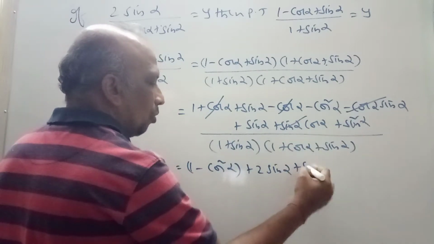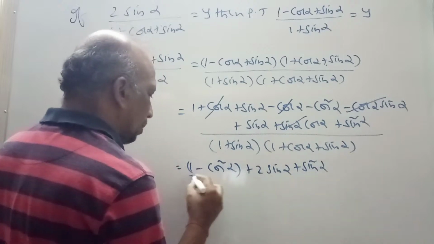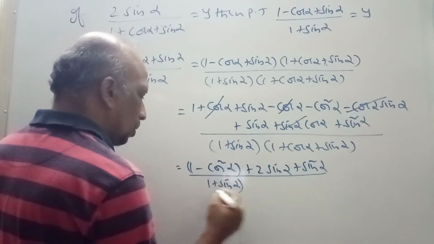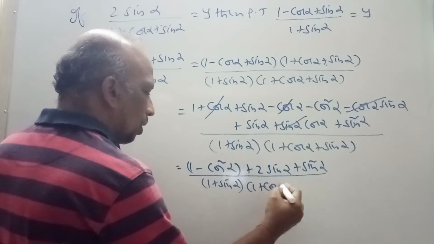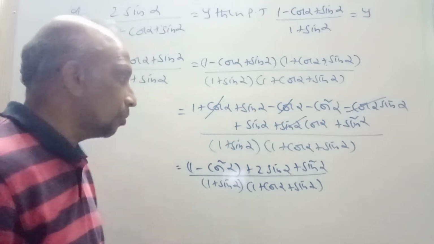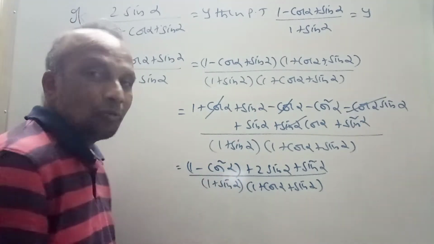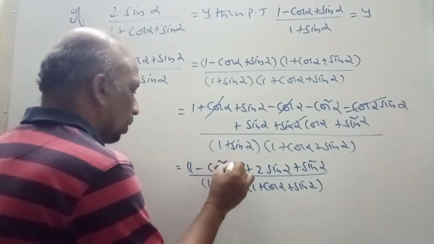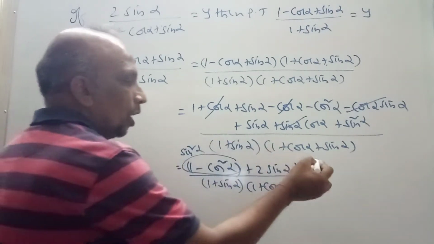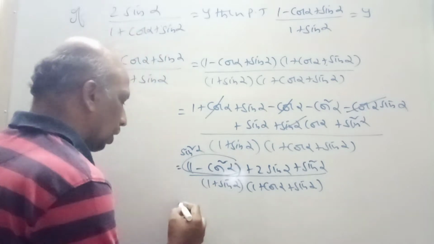This is sin square alpha by, you will get 1 plus sin alpha into, you will get 1 plus cos alpha plus sin alpha. It will come like this. Now you can observe 1 minus cos square alpha is sin square alpha, right? This one you can write next. This is sin square alpha.